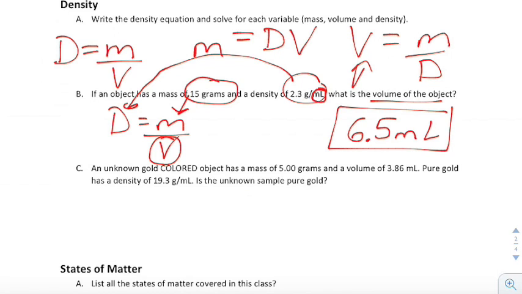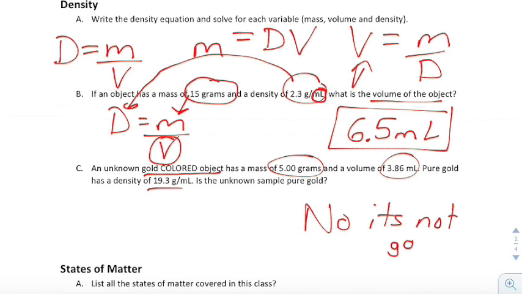Okay, next you have an unknown gold colored object. Now just because it's gold colored doesn't mean it's gold, and it gives you the mass and it gives you the volume. It says pure gold has a density of 19.3. You should be able to figure out that no, it's not gold, or at least not pure gold. It could be gold on the outside.